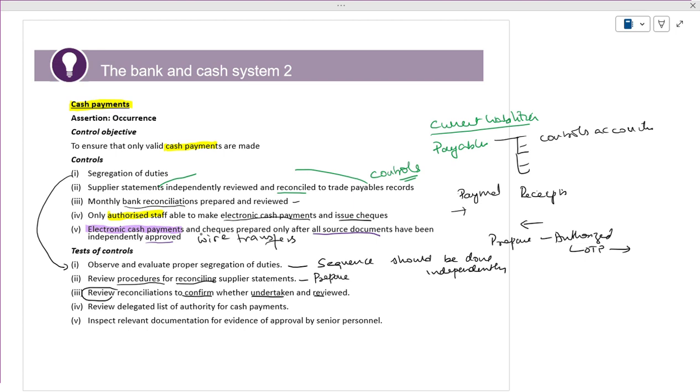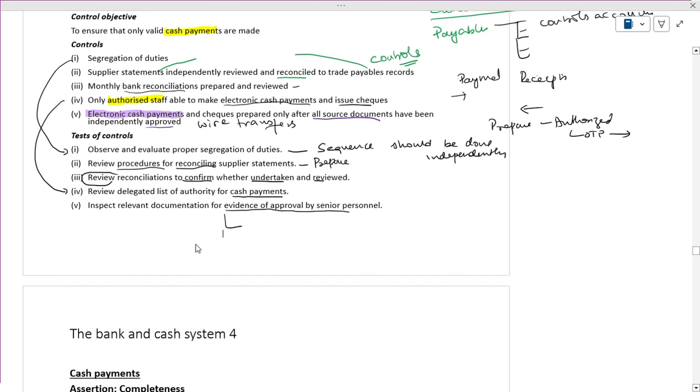The fourth one is review of delegated authority or list of authority. Who is authorized to make payments? You are going to inspect documentation for evidence of approval by seniors. We have seen whenever there is an authorization, in most cases it is a board resolution, and these people are authorized to approve. Again, there will be cash limits, payment amounts.